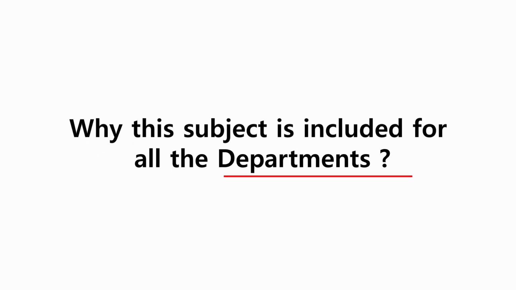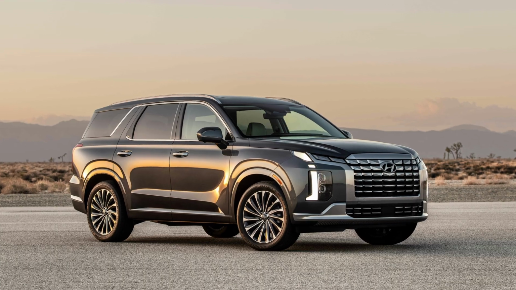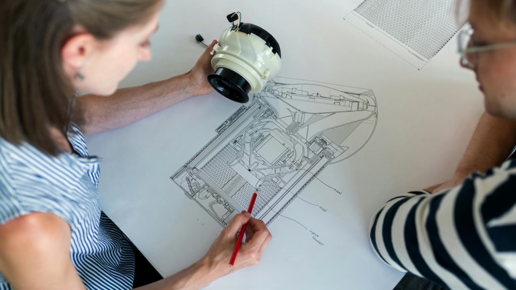Next question: why is this subject included for all the departments? I will tell you the reason. To manufacture any component, design is a very basic step. Let us consider a Hyundai car. You know very well that a car will have thousands of parts. How is it manufactured? Each and every part will be manufactured separately, and each part will have separate drawings. This kind of drawing work will be carried out by the design engineering department of the industry.